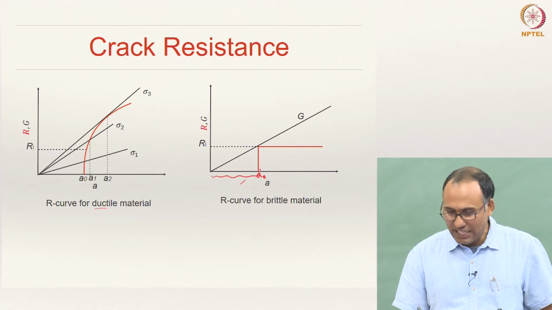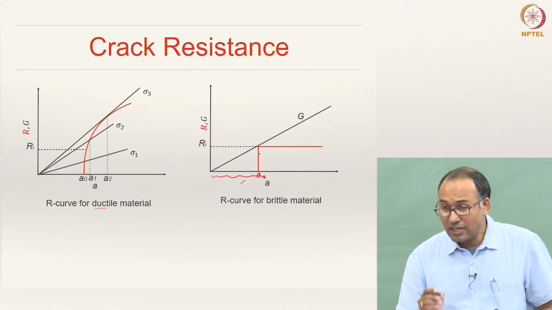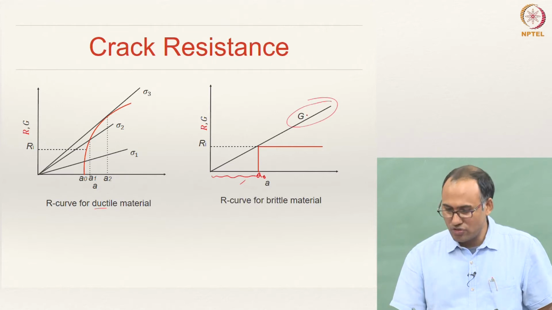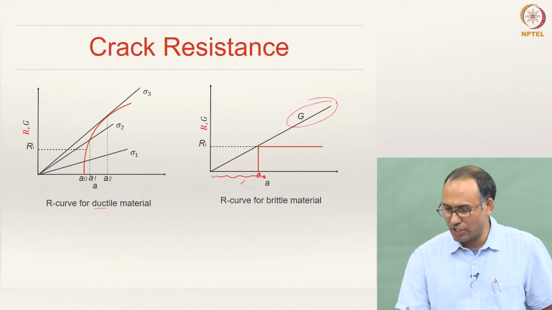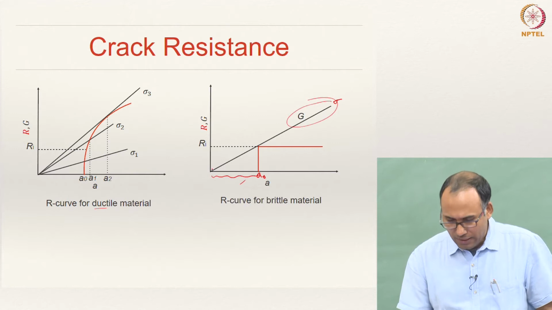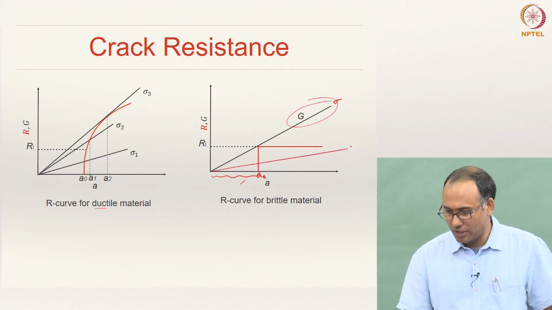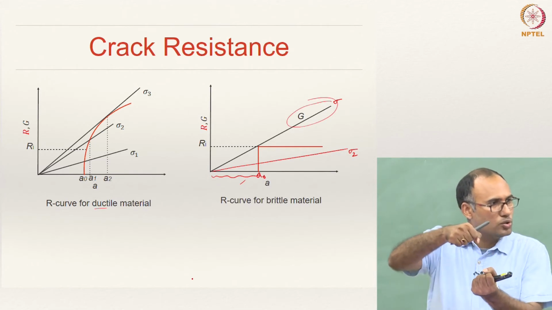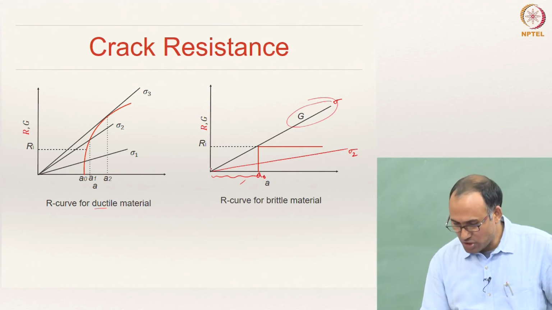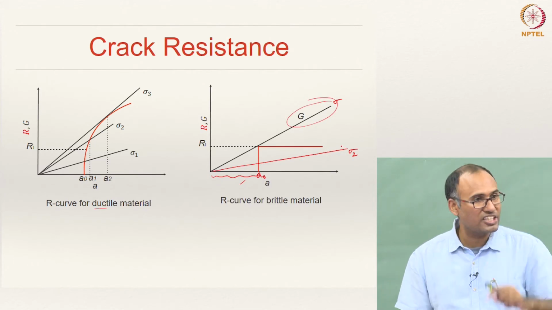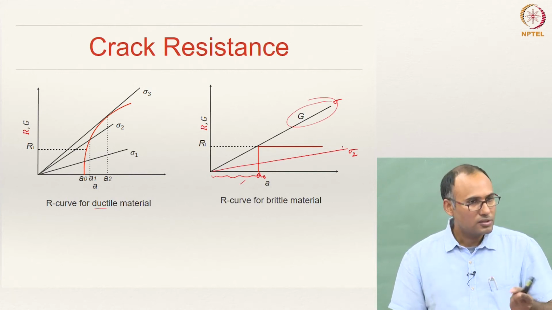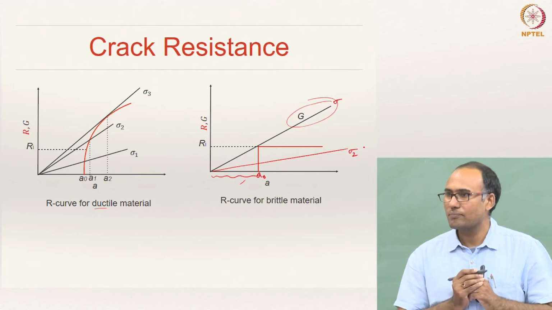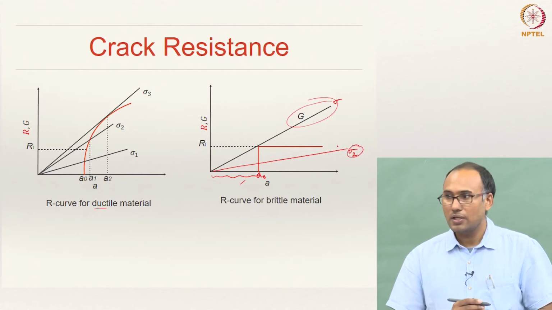Let us say this is one loading curve which gives you the energy release rate G corresponding to an applied load sigma. Let us say you have another loading curve, corresponding to sigma 2. You are applying a load sigma 2 that corresponds to this evolution of G. We have calculated G, remember. Let us assume that G varies like that for a given sigma 2.